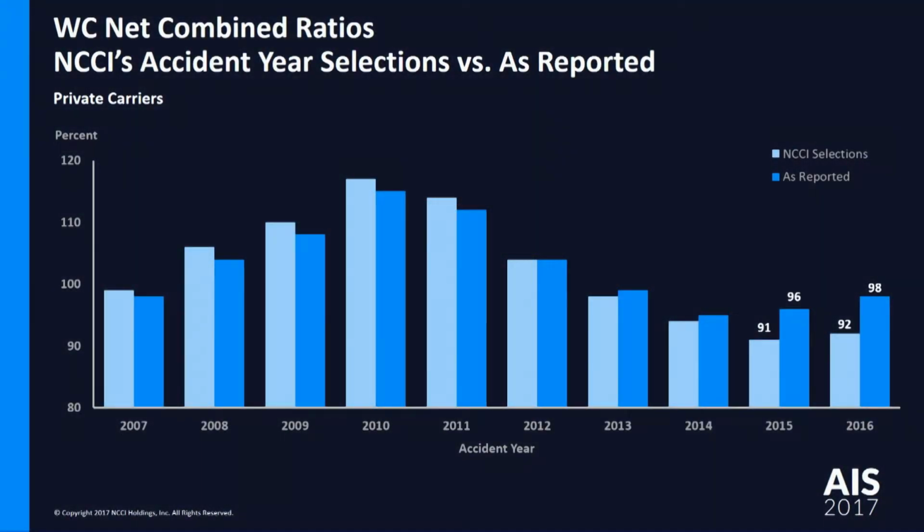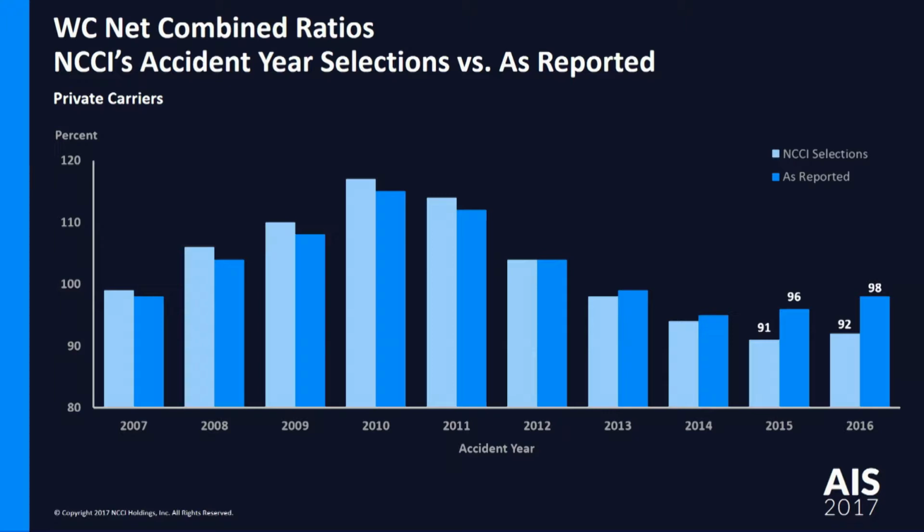Now on this slide, we've carried over the as-reported accident year combined ratios, but here we're comparing them to NCCI's estimate of the ultimate accident year combined ratios. Those are in light blue. Each year, NCCI conducts its own private carrier reserve analysis to determine the strength of the reserves held in each accident year and also to quantify the overall deficiency for the industry. Let's walk through the steps of that analysis over the next couple of slides.